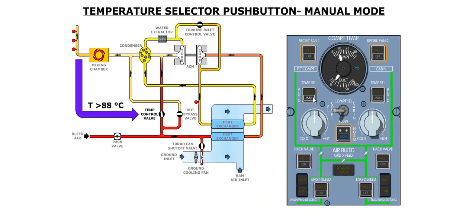In the manual mode of operation, a temperature sensor downstream of the mixing chamber will limit the duct temperature to 88 degrees Celsius. If this temperature is reached or exceeded, a limiter will gradually close the temperature control valve so as to allow more cold air into the duct.